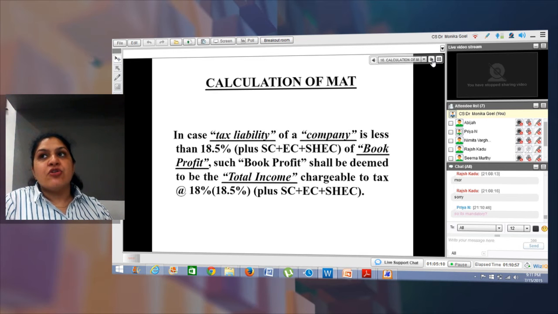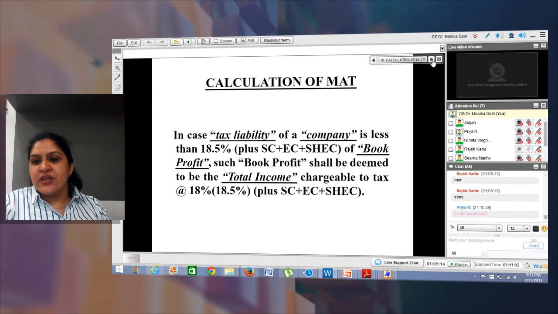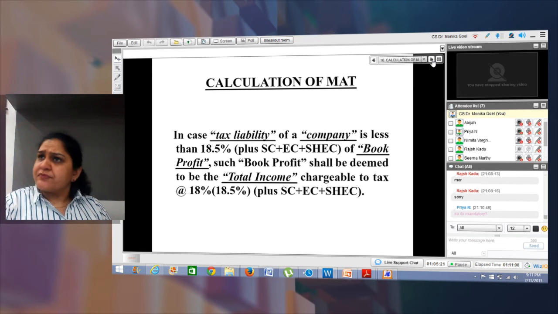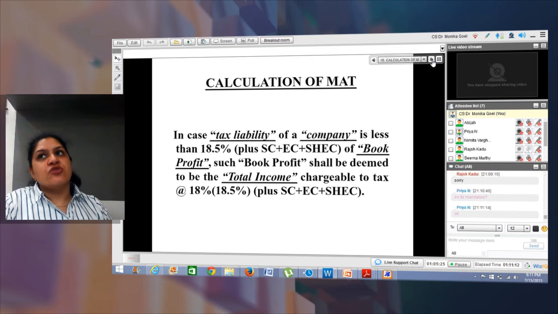This is mandatory not only on domestic companies, it is mandatory also on foreign companies if they have any permanent establishment in India. If a foreign company has a permanent establishment in India, it is also required to calculate minimum alternate tax. So the computation is very simple. You have to find out 18.5% of the book profits, compare it with the total income tax, and whichever is higher has to be paid.